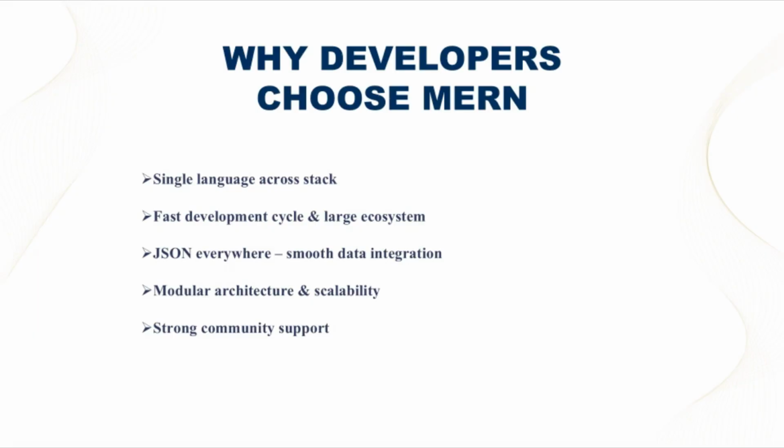There is modular architecture and scalability. Each part of the stack is modular and can be scaled independently. This makes MERN ideal for building both small MVPs and large enterprise-level applications. There is strong community support. All 4 technologies, MongoDB, Express, React, and Node, have large communities and are backed by companies like Meta and MongoDB. This means better support, regular updates, and more job opportunities. In short, MERN offers speed, simplicity, and flexibility, all of which make it a top choice for full-stack JavaScript development.